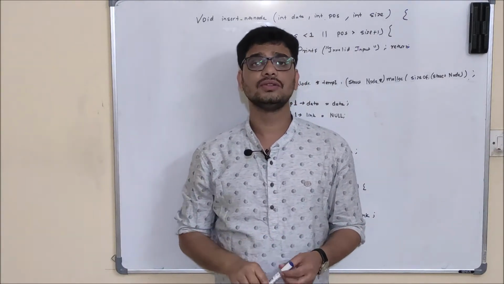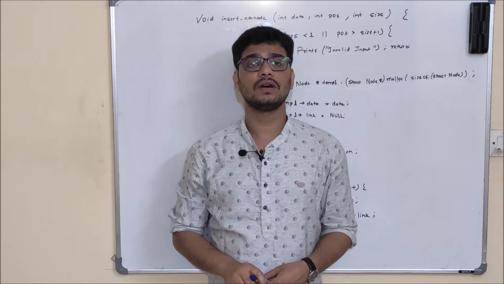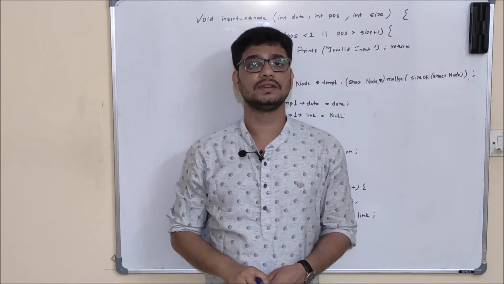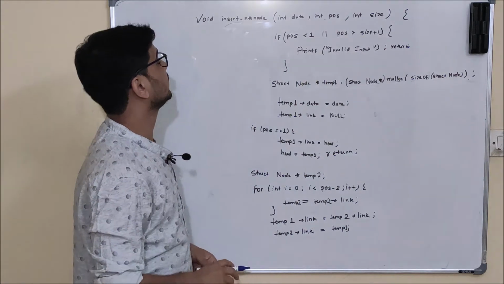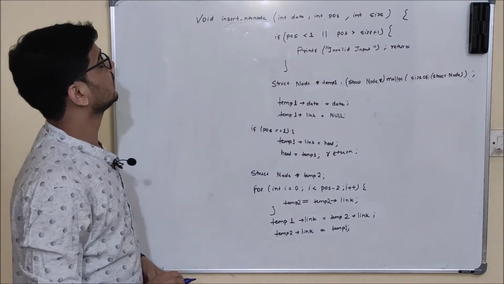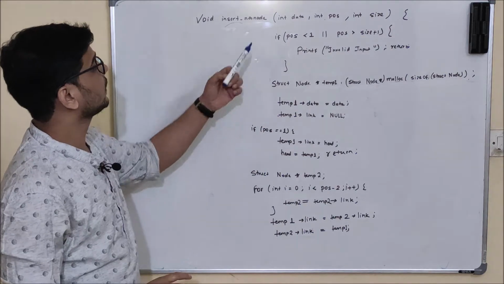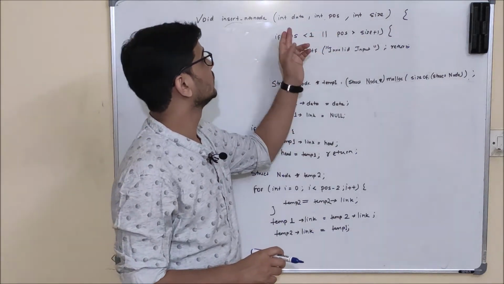Hello friends, in today's video we are going to see a program for inserting a node at nth position in a linked list. So this is the function which we have created to insert a node at nth position in a linked list. It has three parameters: data, pos and size.